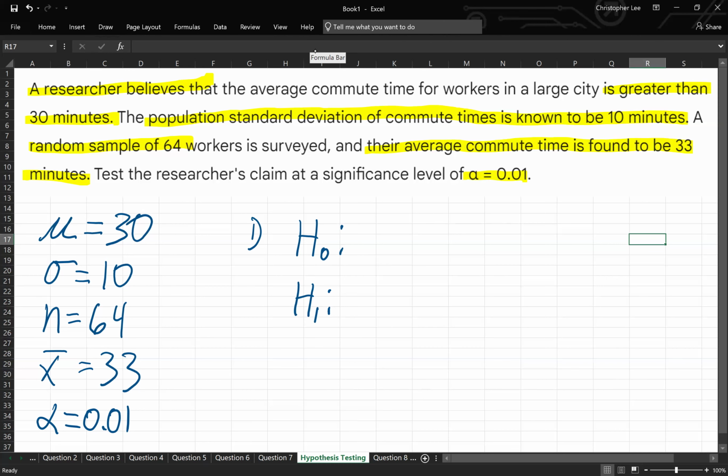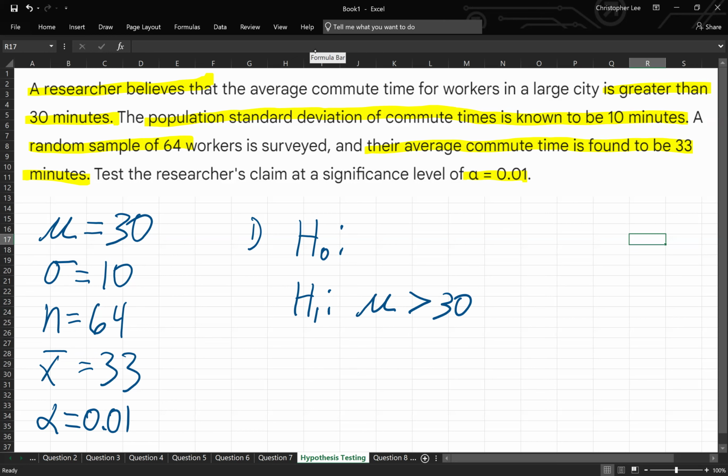H0 and H1, right? What is my alternative hypothesis? Your alternative hypothesis is always the question that they're asking you in the story. The question that they're asking in the story is the first sentence in here: a researcher believes that the average commute time of workers in a large city is greater than 30 minutes. So what do they believe? They believe that mu is greater than 30.